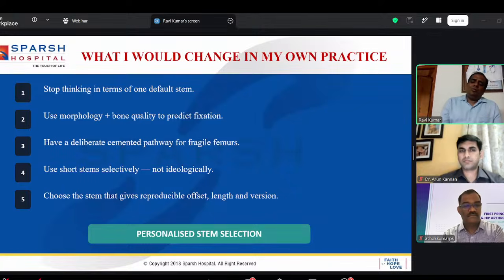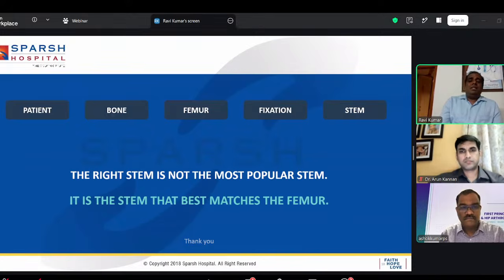So we should spread our knowledge and selection towards personalized stem selection rather than individualized stem selection. So finally, the patient, the bone quality, the femur morphology, the fixation type should dictate the stem. So the popular stem should not be our choice of stem. It should be the stem which best matches the femoral anatomy.